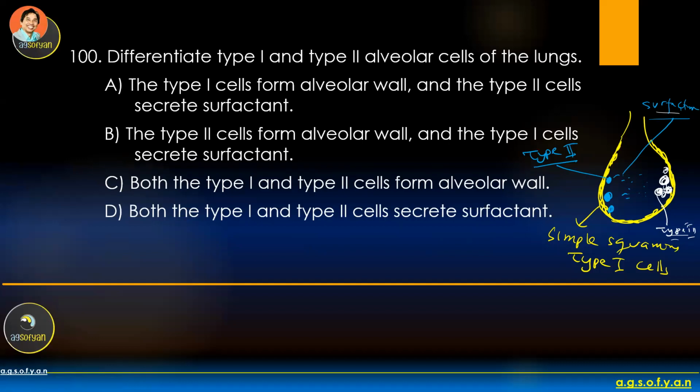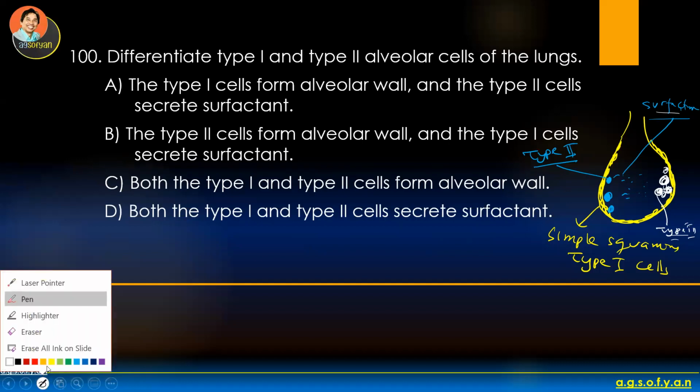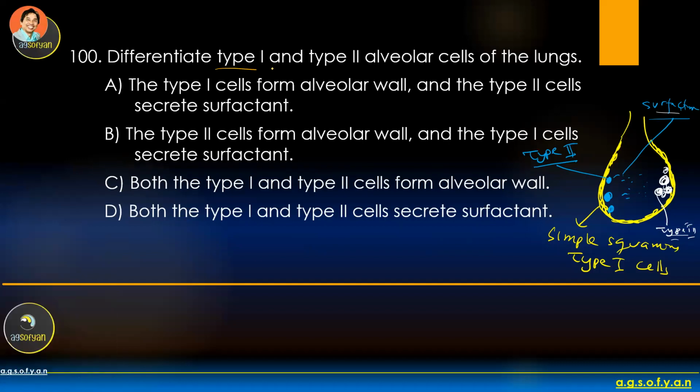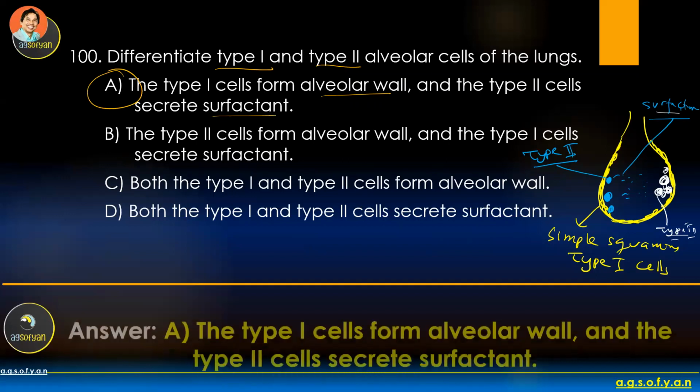So if we go back to this question, differentiate between type 1 and type 2. Type 1 cell forms the alveolar wall, that's correct. The type 2 cell secretes surfactant. This should be the correct answer. So A is the correct answer.